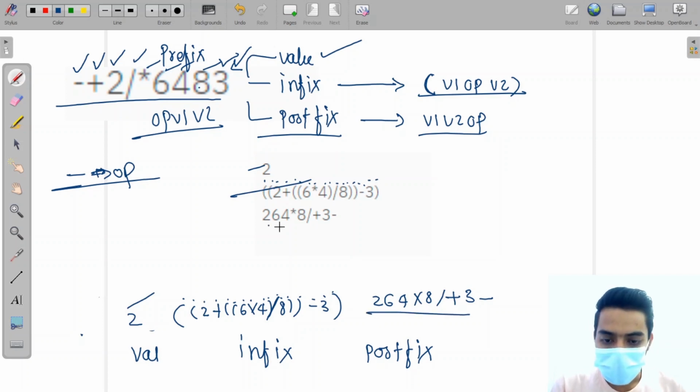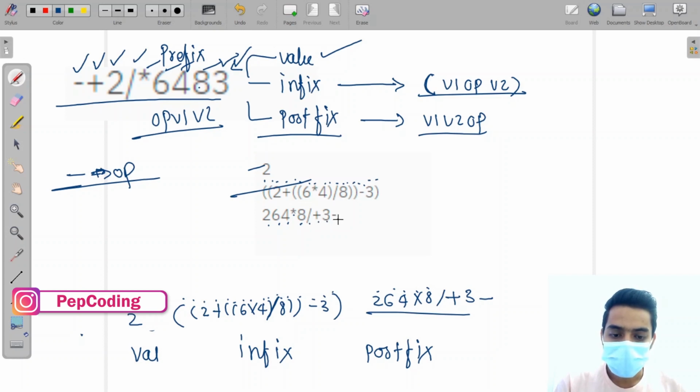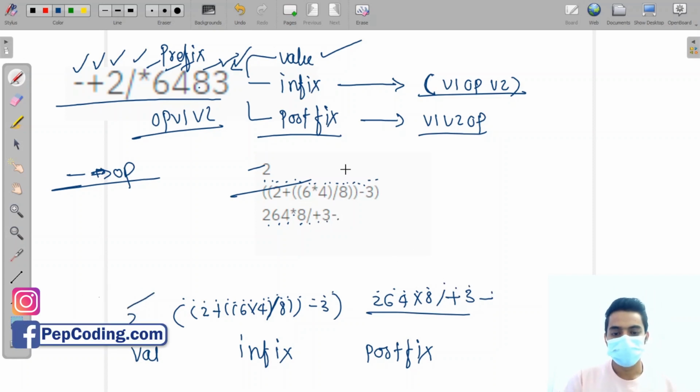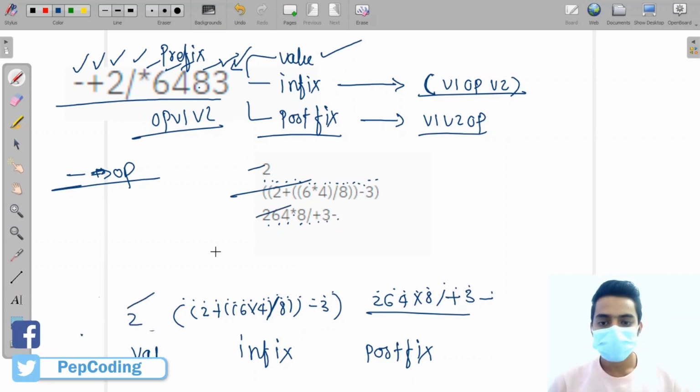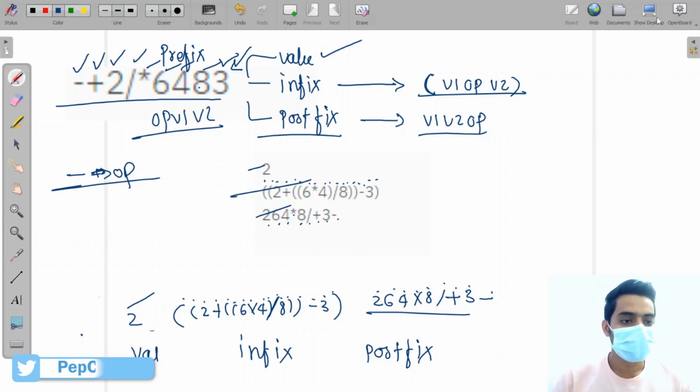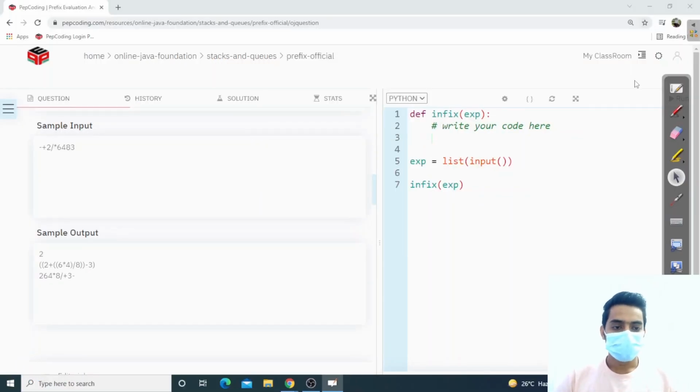Now postfix, 264 into 8, divided by plus 3 minus. So all the expressions are correct. So this is our approach to solve this question. So let's try to code it. So this is our IDE.